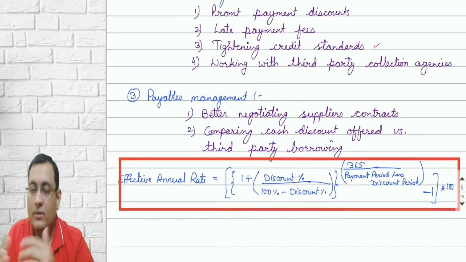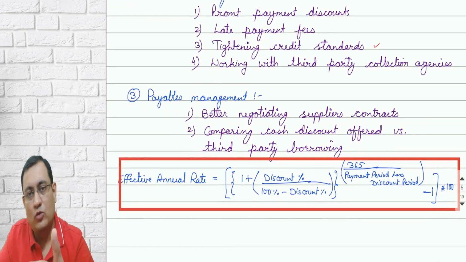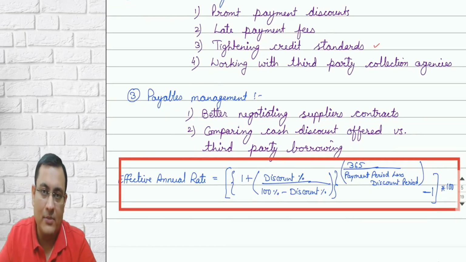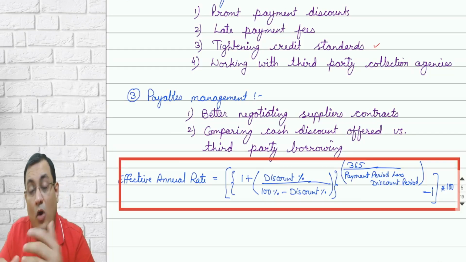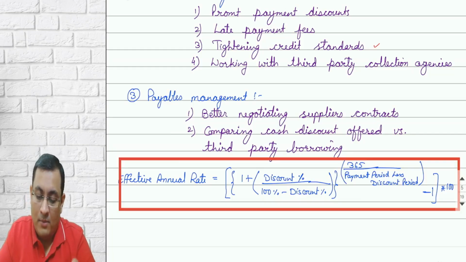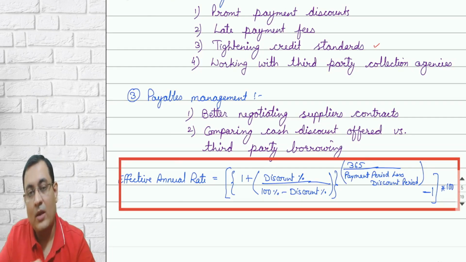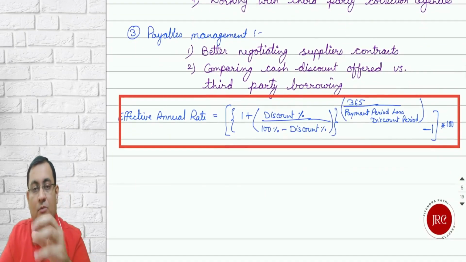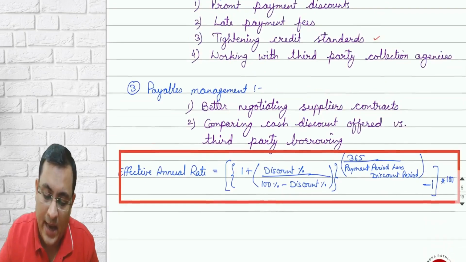Payable management: the only way to manage is to negotiate with them in a better manner. Or number two, better negotiating supplier contracts or comparing the cash discount offered with third party borrowers. So here we get to the numerical part. What is the numerical part? We have to compare on the same basis.